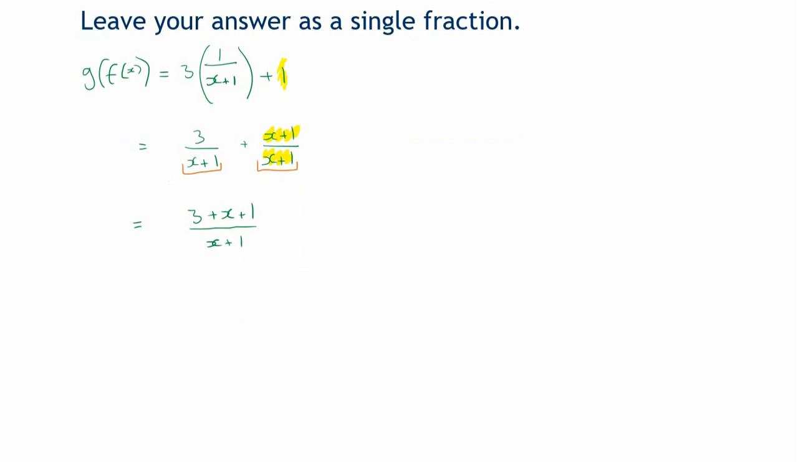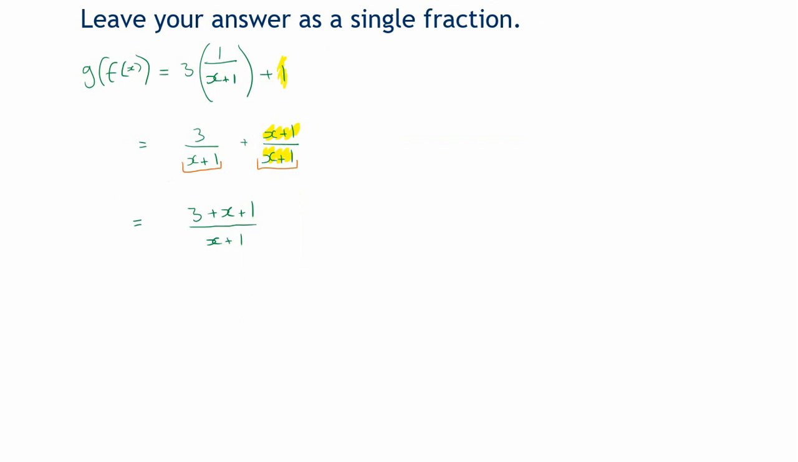Now, we're not quite finished. We were asked to leave our answer as a single fraction, and so we can do that. Well, we have done that, but we need to simplify it by just combining those number terms on the numerator to give us x plus 4 over x plus 1. And that is the end of that example.